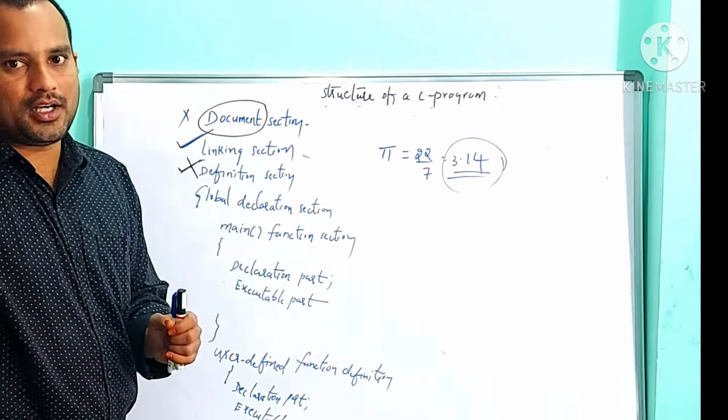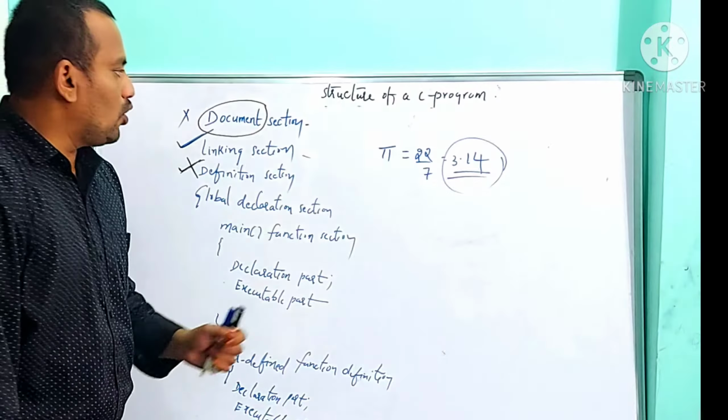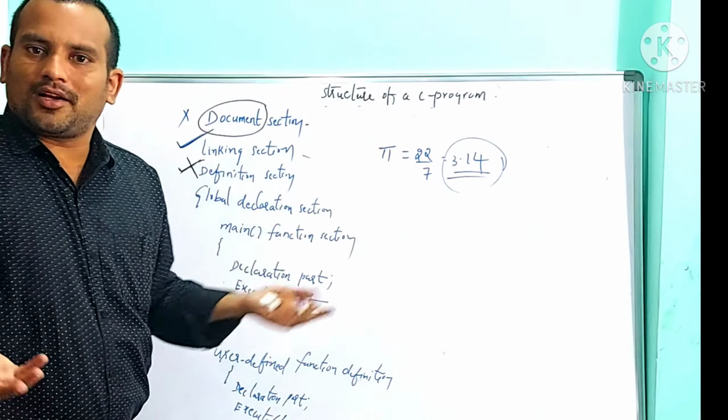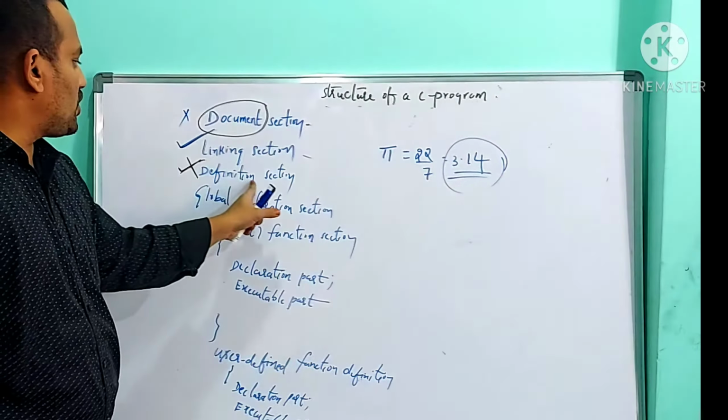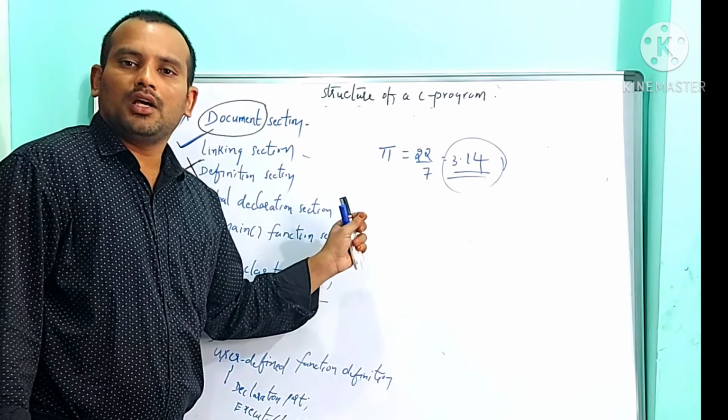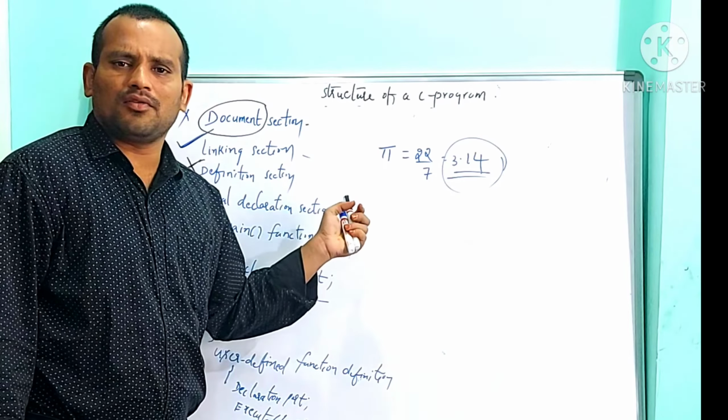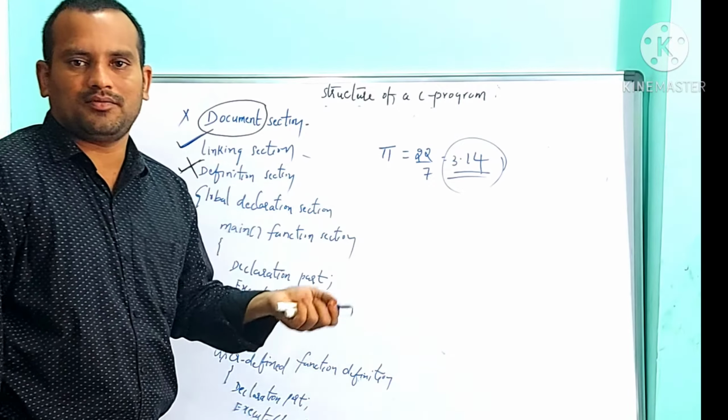Don't worry, but understand the structure of a C program. Every program does not need to use a symbolic constant. That's why I told you the definition section is not mandatory, because every program doesn't use a symbolic constant.